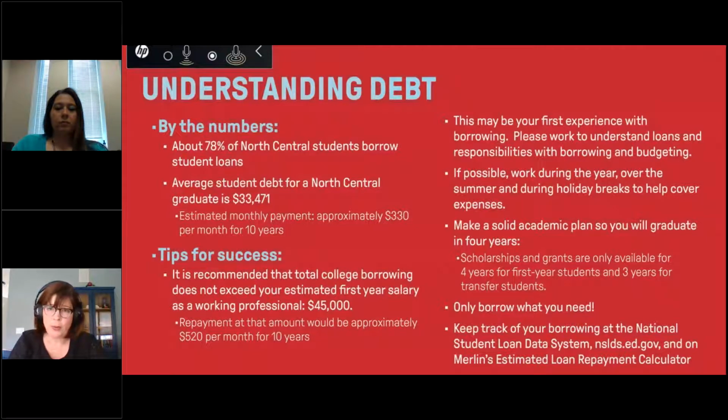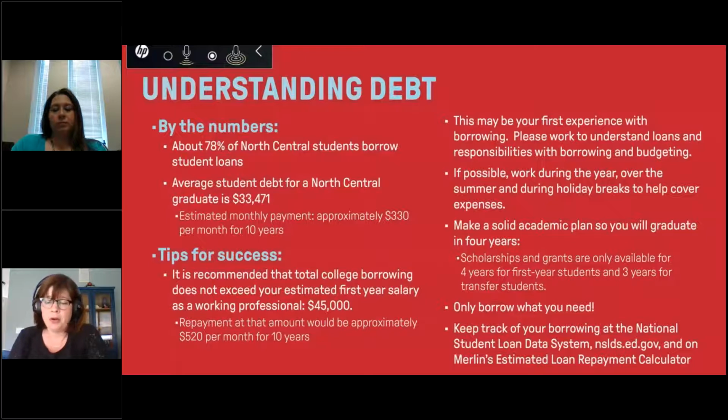Some tips for minimizing borrowing is working while you're a student over summer break and holiday breaks. This can help cover at least some of your personal expenses and spending money. We also want you to have a solid academic plan so that you're in and out in 4 years. Scholarships and grants are awarded to freshman level students for a total of 4 academic years, and for transfer students for 3 years. So we want you to kind of come in, explore things like your first year, and then hopefully at the end of your first year, you'll have a very solid plan of what your interests and that sort of thing are, and you can work with your academic advisor to graduate in a timely manner.